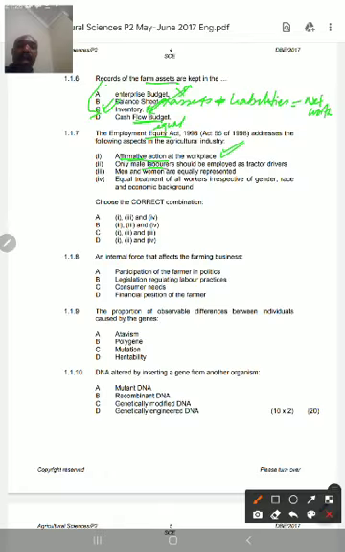Only male laborers should be employed as tractor drivers. This one is prejudice. It's unacceptable. It cannot be in this act. Men and women are equally represented, equal treatment of all workers irrespective of gender, male and female, race, black and white, economic background, poor or rich. So this one also should be in that act. So I like 1, 3, and 4, but 2 I don't like.